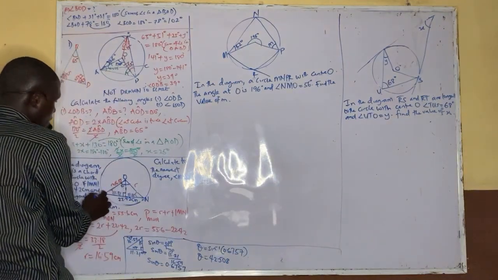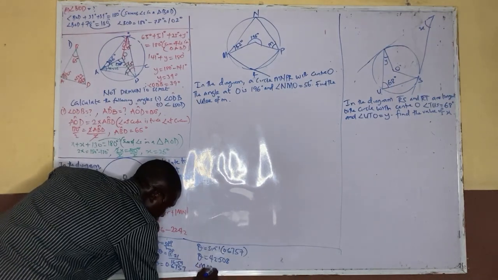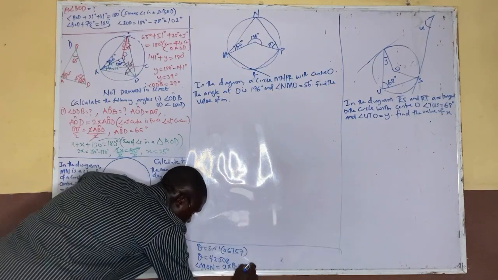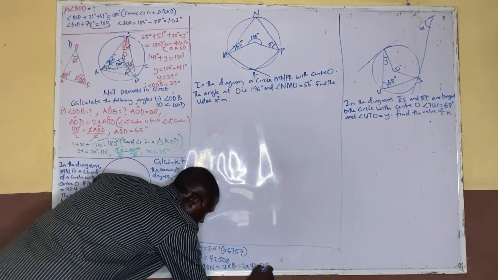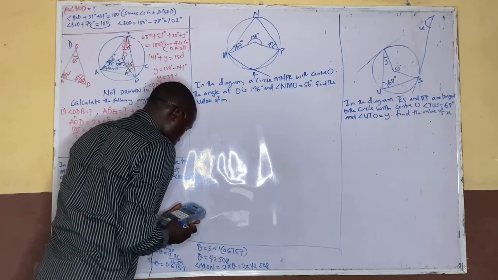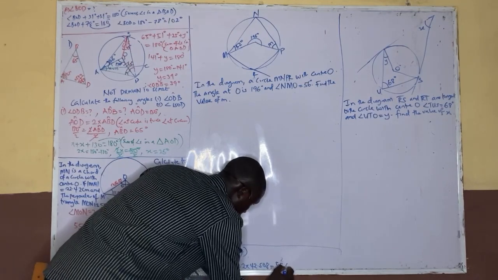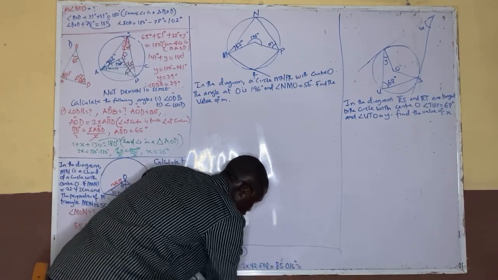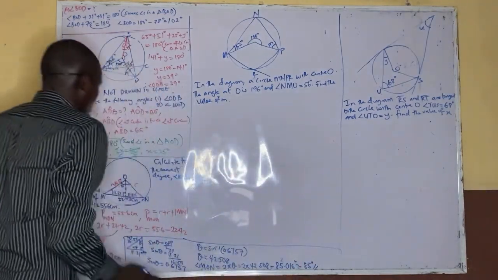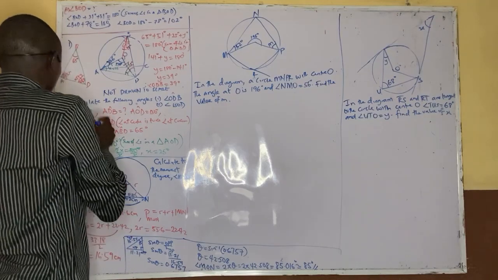Now we are calculating the angle MON. The angle MON, which is the angle of the triangle, is 2 times theta. So 2 times 42.508 gives us 85.016 degrees. The approximate to the nearest degree is 85 degrees. So that's it about question number 2 for us.